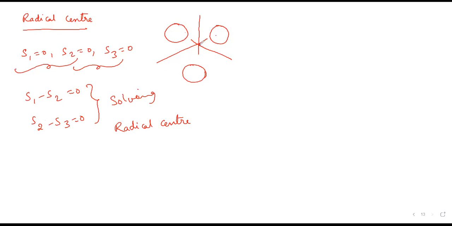From this radical center, if you take any tangent, the length of the tangent is the same for all three circles.